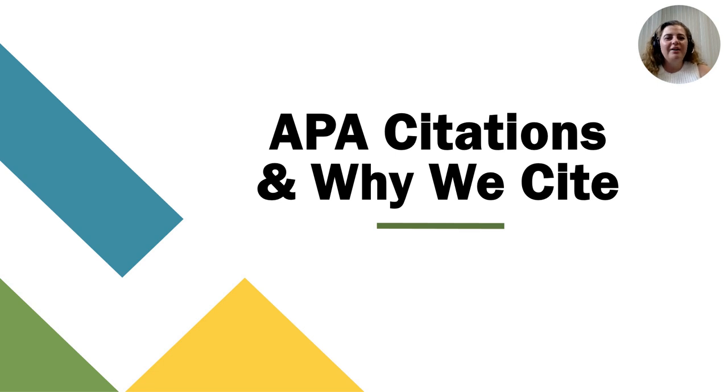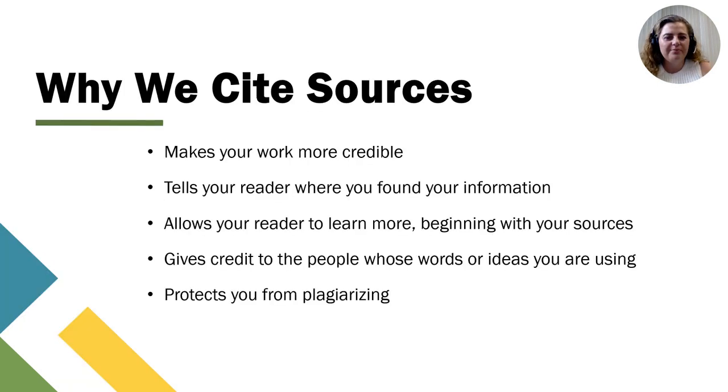Next, let's look at APA citations and why we cite. Why cite our sources? So first, it makes our work more credible. It also gives our readers information on where we found that information. It lets them go back to that original source and allows them to learn more. It also gives credit to the people whose words or ideas that you are using. And finally, it protects you from plagiarizing.